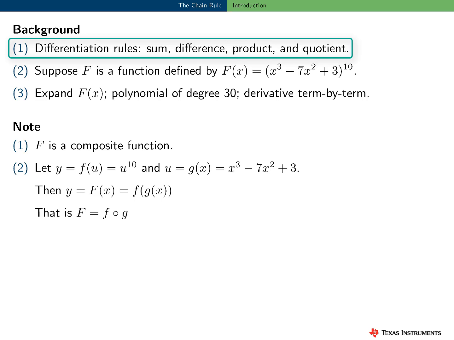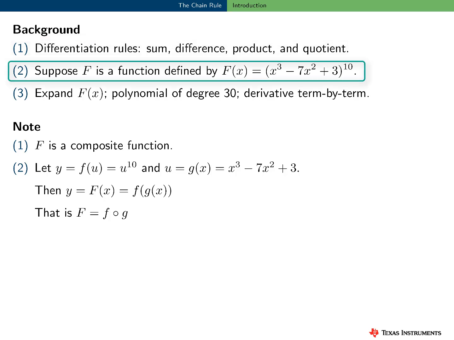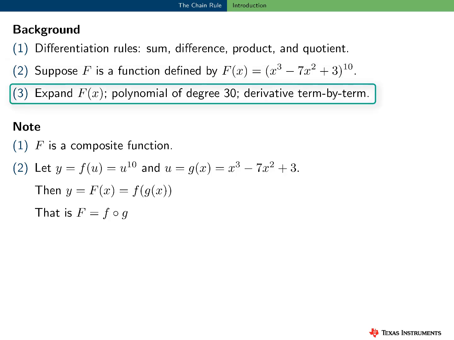Here's a little bit of background information to lead us into the chain rule. Let's suppose we already have the differentiation rules for the sum, difference, product, and quotient of two functions. Consider a function capital F, which is defined to be (x cubed minus 7x squared plus 3) raised to the 10th power. Suppose we want the derivative of F. Well, for now, the best we could do is to expand out that function capital F. We'd get a polynomial of degree 30, and we'd have to take the derivative term by term. There has to be a better, quicker way to do this.